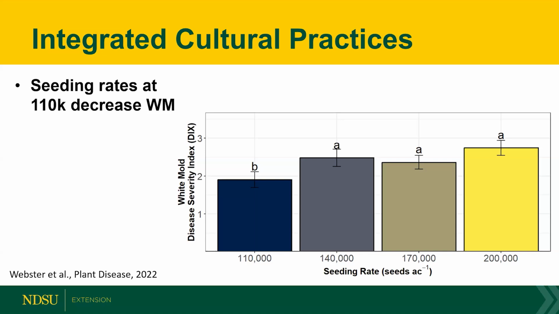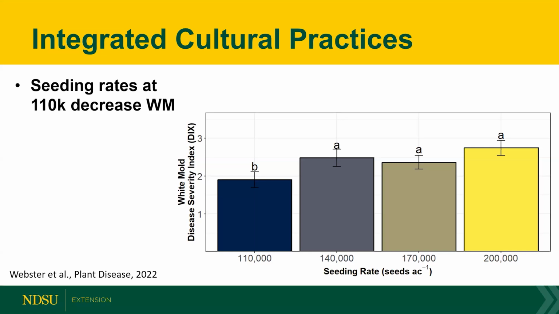Now, what we found within these trials was that everything from 140,000 up had statistically similar levels of white mold development. And I'm sure many of you know this, but just as a refresher, if these bars share the same letter, then they are statistically similar. They do not differ, the same exact response. But if they have a different letter, then that means that they do differ. So again, the 110,000 seeds per acre reduced white mold development comparatively to some of these higher seeding rates.